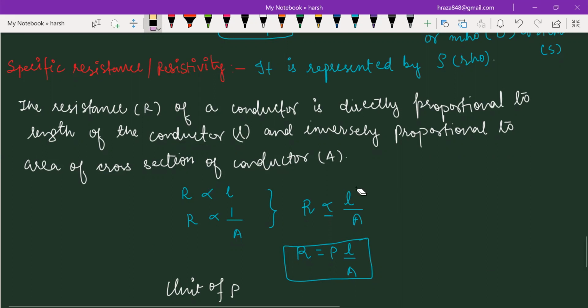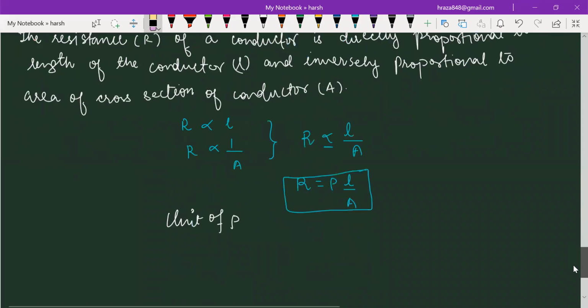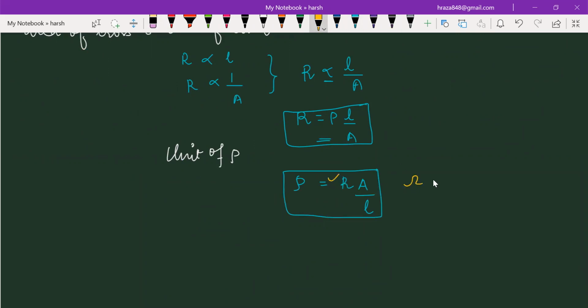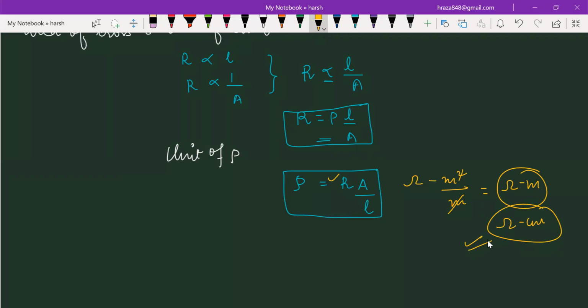You have the formula, you can derive it easily. See how we derive it. From this formula we can write rho equals R into A by L. Resistance is in ohm, area is in meter square, and length is in meter. Meter and meter will cancel, so the unit will be ohm meter, or ohm centimeter. That depends.